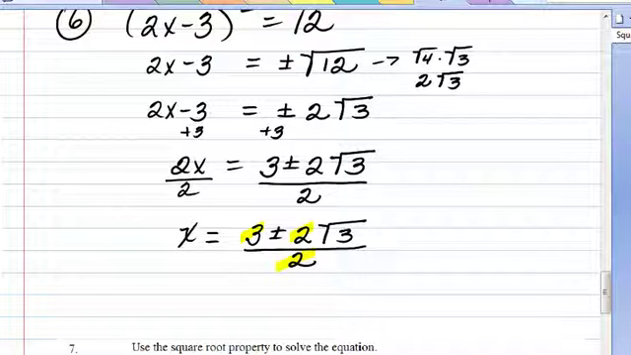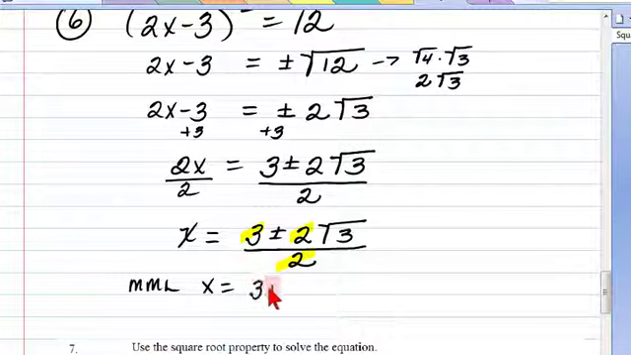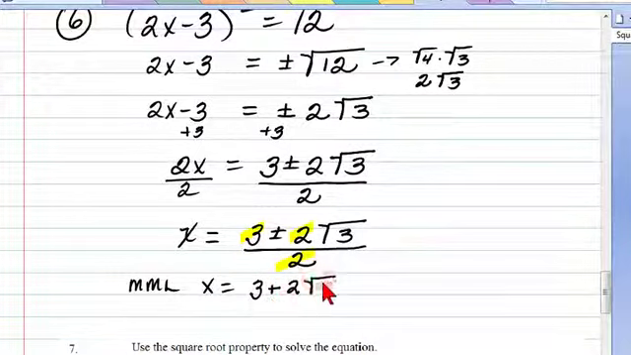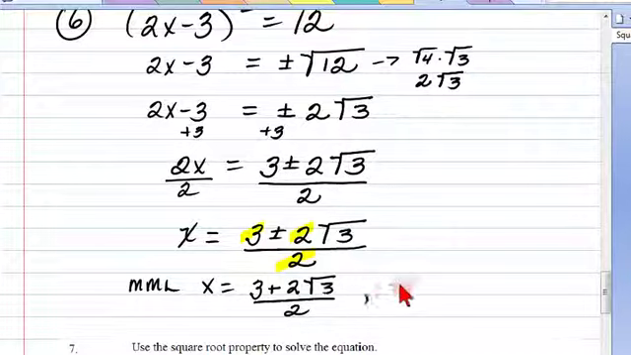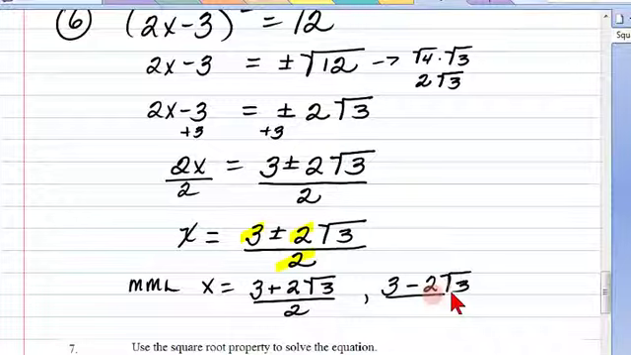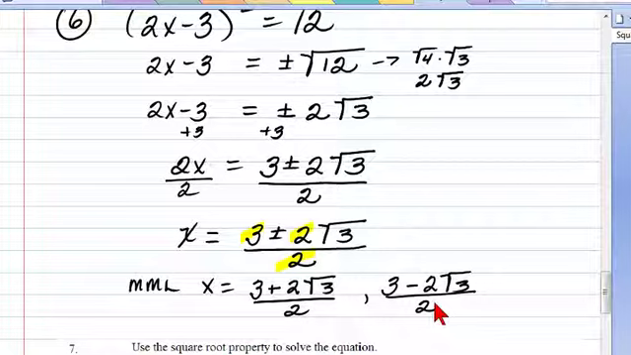What would my math lab want? It would want 3 plus 2 square root of 3 over 2, comma, 3 minus 2 square root of 3 over 2. And you know that's going to be a real pain to type in because you've got a big fraction and you've got a radical, and so you're going to have to be really careful.